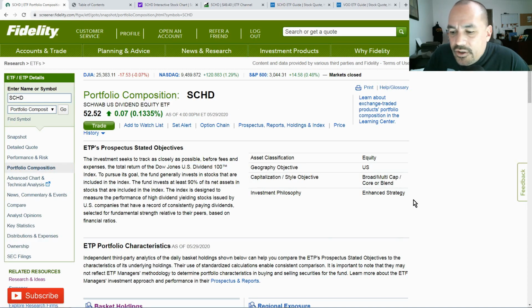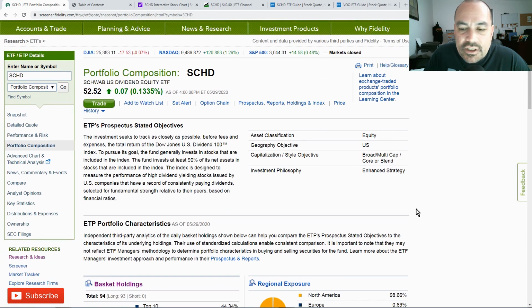So we'll go on here, we'll look at it. It's basically a US fund. It's a multi-cap, core, or blend. So what that means is it doesn't only look at large cap, it doesn't only look at mid cap. It will look at the entire index to figure out what's going to go into this fund.